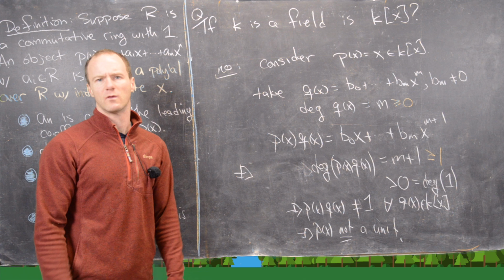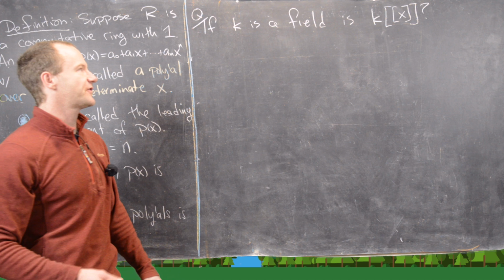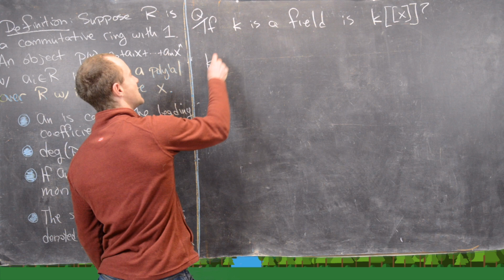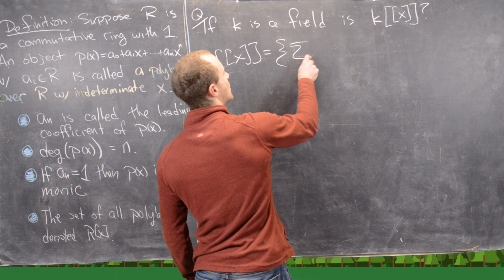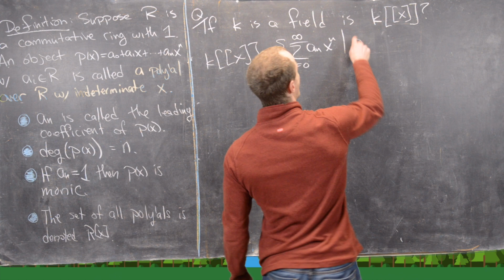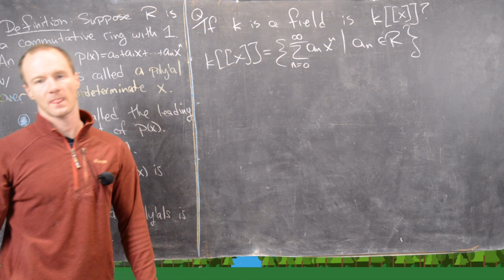Okay, so for our next example, let's say K is a field. Is K bracket bracket X? Maybe I haven't said this in a video, but K bracket bracket X is the ring of formal power series with coefficients in K. So in other words, this is all sums of the form n equals 0 to infinity of a_n x to the n, where these a_n are elements from our ring. Great, so the ring of formal power series.